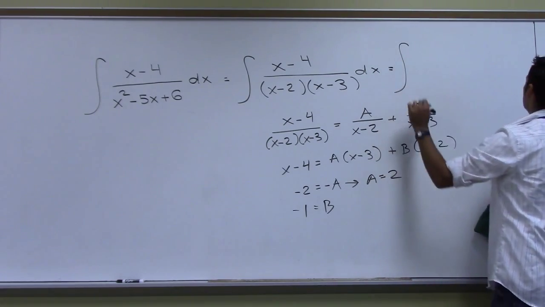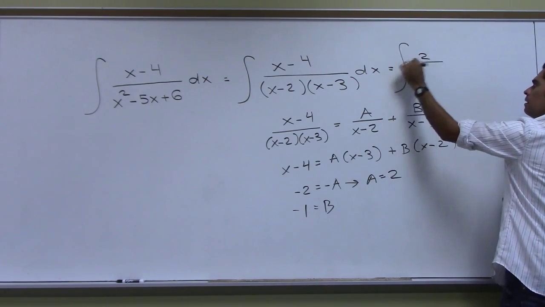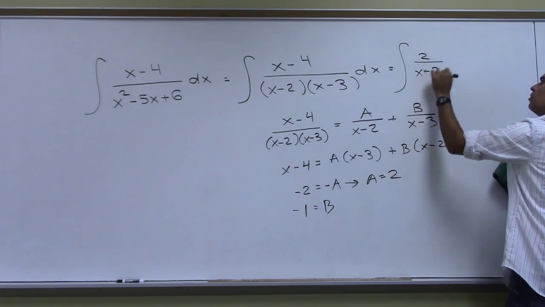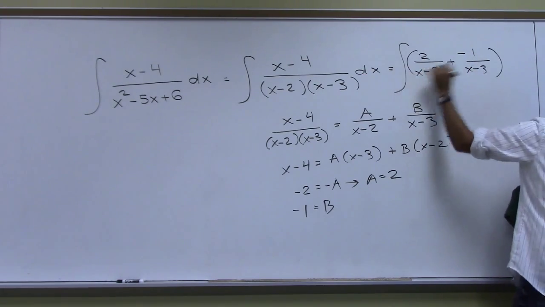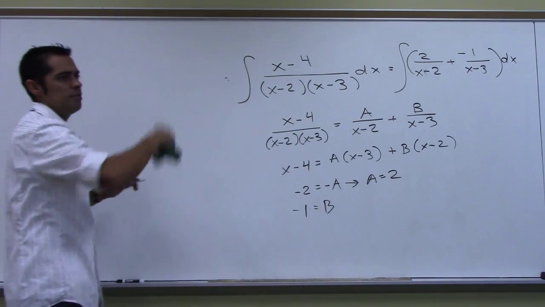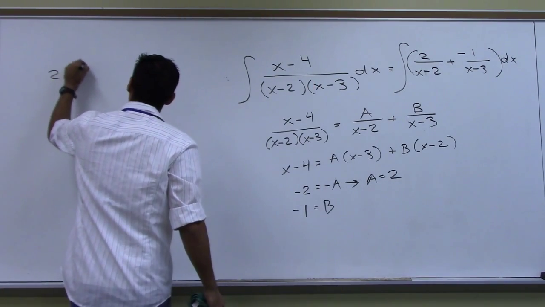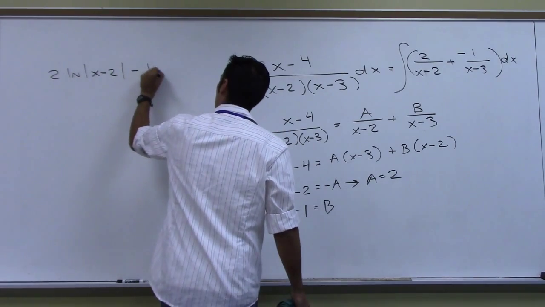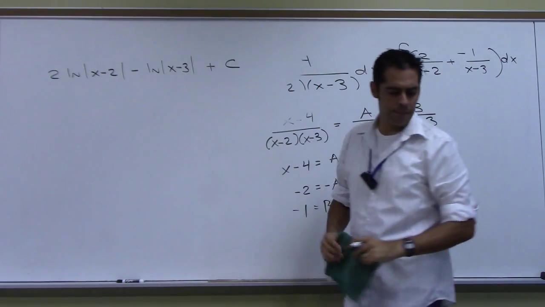So this integral becomes, what, A over this, so 2 over x minus 2, ooh, that's a minus 2, plus B, which is negative 1 over x minus 3 dx. Yeah, and then those you can do just one by one, right? So the first one, you pull the 2 out, and it's natural log of x minus 2. And then the other one, you pull the negative 1 out, and you get natural log of x minus 3 plus C. That's it.